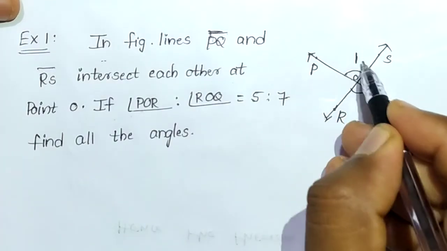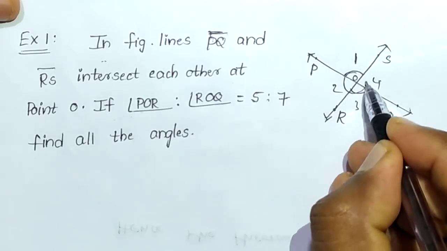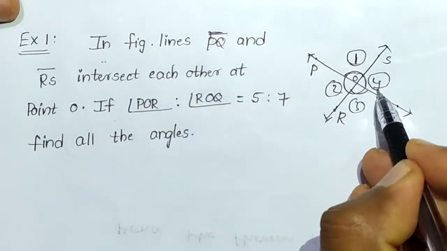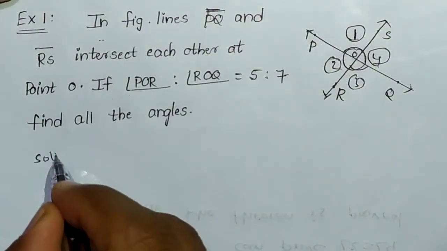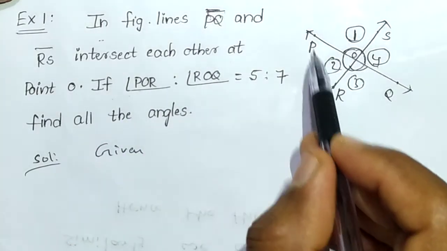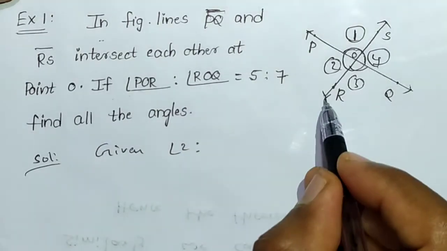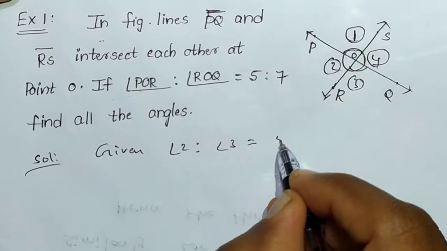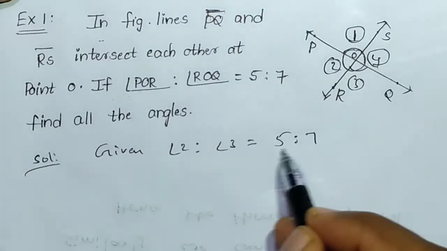It is 1, 2, 3, 4. Total there are four angles formed. It is angle 1, angle 2, angle 3, angle 4. Right. So what is given in this? Given angle POR. POR means angle 2. Angle ROQ. Angle ROQ means angle 3. Angle 2 to angle 3 is 5:7. That is given. So the ratio of these two angles is 5:7.